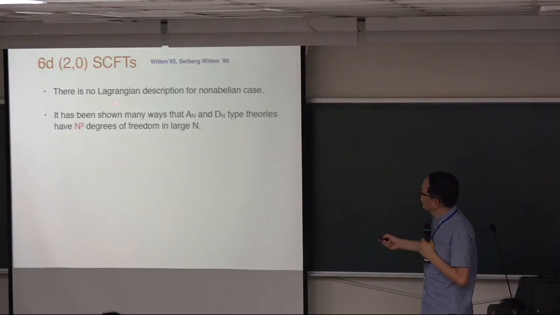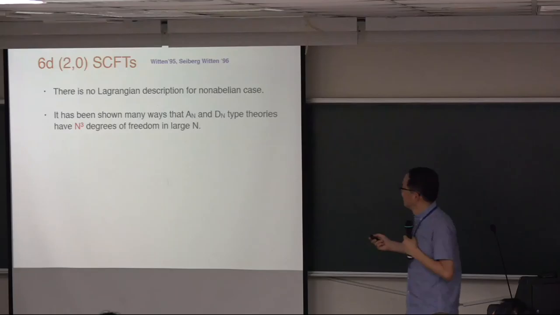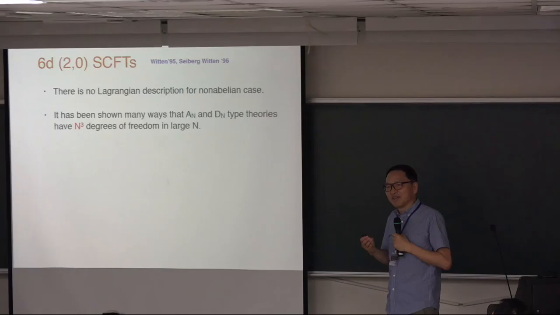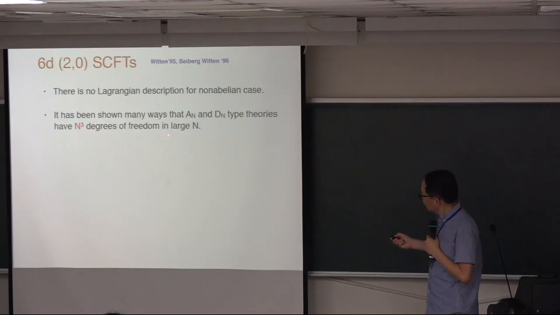Now, one can think about the non-abelian case. There is no non-abelian Lagrangian description. The reason is that it's very hard to write down a non-abelian tensor field theory. People have been trying, but somehow it's very difficult. Because if you were successful in writing down the Lagrangian theory for the non-abelian (2,0) theory, then by circle or torus compactification, you would get a four-dimensional local field theory for both electrically and magnetically charged objects. In four dimensions, we know it's very hard to write down a local field theory for non-abelian electric and magnetic point particles. So that's a tough task.